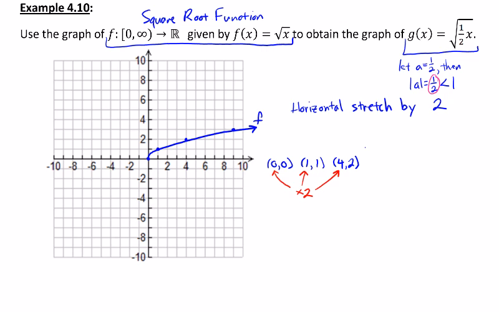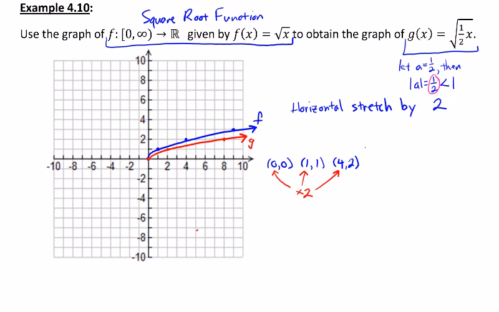So if I look at the first ordered pair, (0, 0) does not change. So I'll mark that point again. The second point, if I multiply the x value by 2, it will then be located at (2, 1). And then the point (4, 2), multiply its x value by 2, and it's now going to be located at (8, 2). And that should be enough to take me to the edge of the window if I continue the pattern, and that gives me the graph of g.